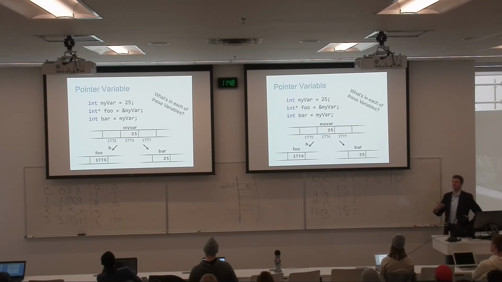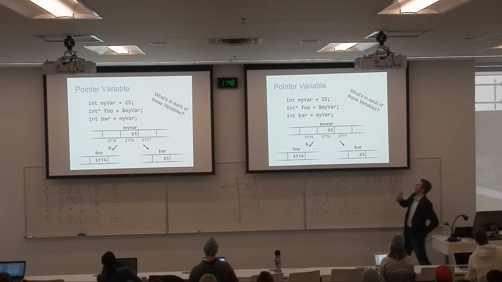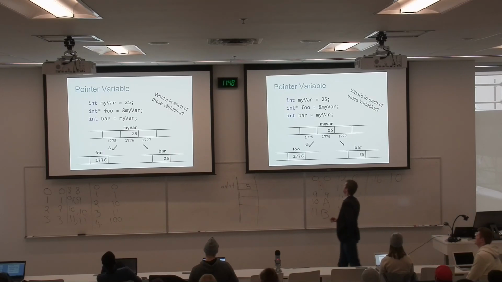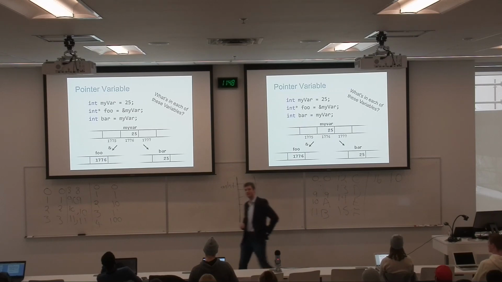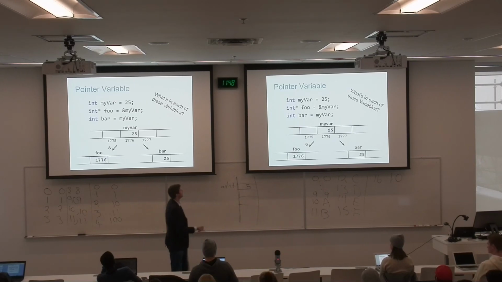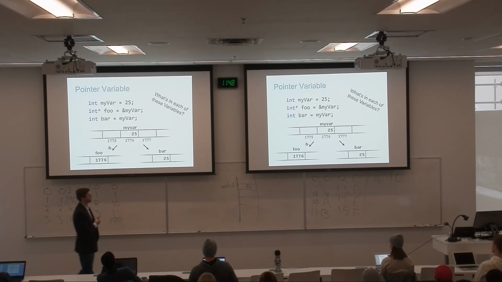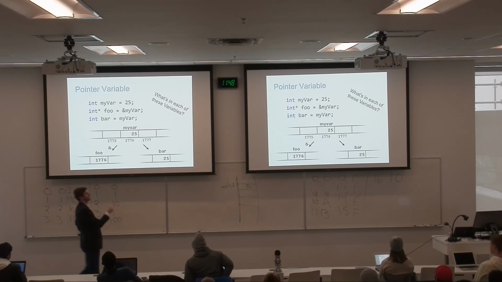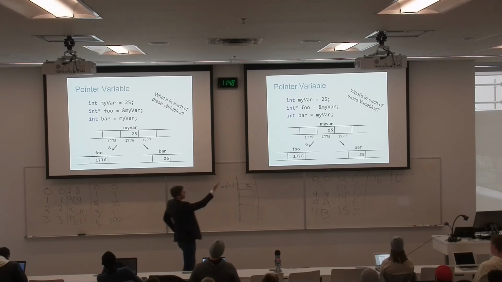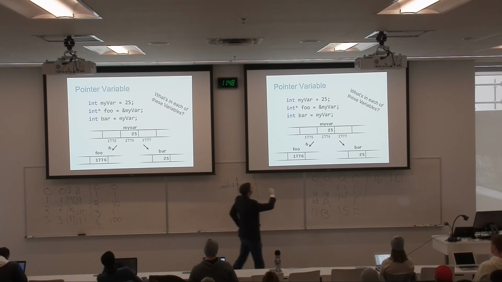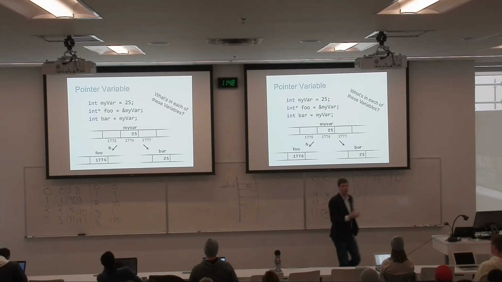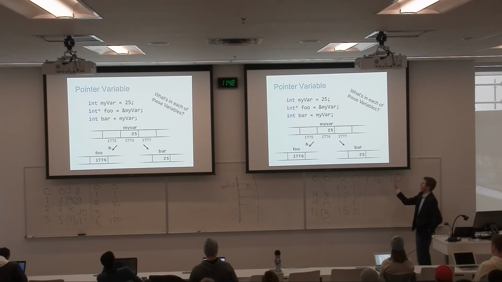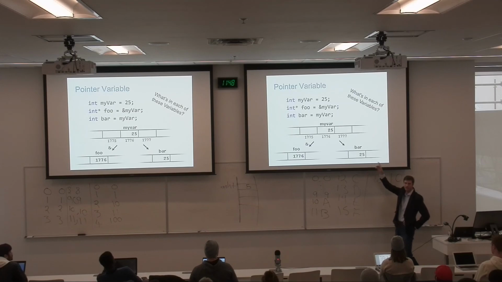So this is what we would think. If it just so happens that my var gets stored in memory address 1776, it's going to have the number 25 in it. But foo is going to store 1776, and bar is going to store what's actually in my var. So what's in my var? 25. What's in bar? 25. Why? Because I said bar equals my var. It just copies over the contents of what's inside the variable.